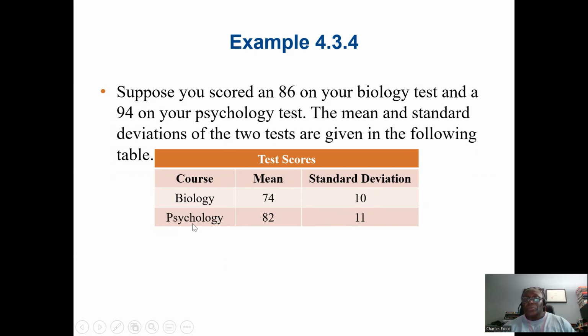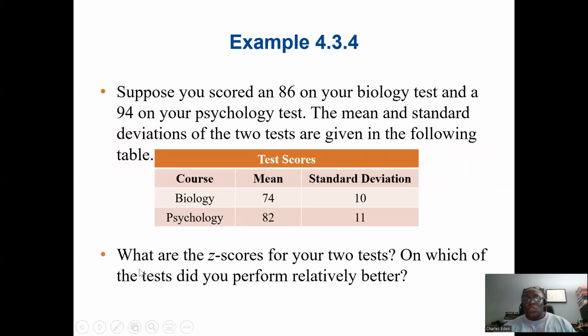Sometimes the psychology score is 94 and biology is 86, but due to the mean and the standard deviation, the z-score can tell us that the student did better in biology with an 86 score than psychology with 94, because everything depends on the mean. If the mean is high, it means the majority of the students did very well. If the mean is very low, the majority of the students didn't do well. So that's the whole idea of a z-score.